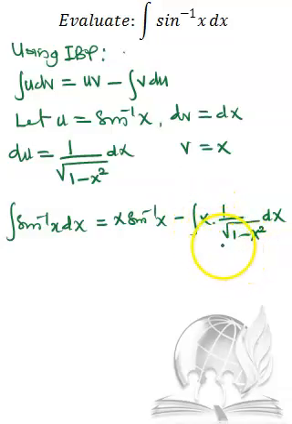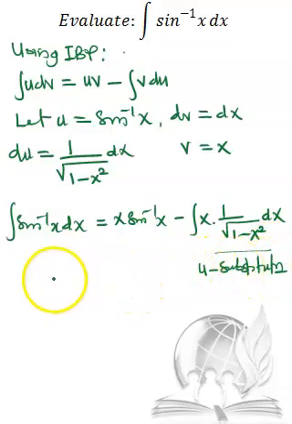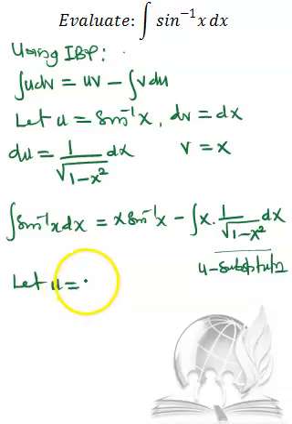In this case, I'm going to be using the u substitution in the integral side of it. When I do that, I'm going to let my u be equal to 1 minus x squared. This is going to help me to eliminate that other x there.